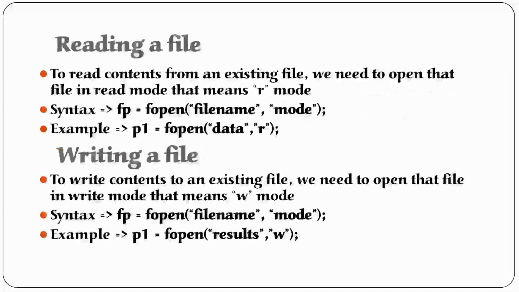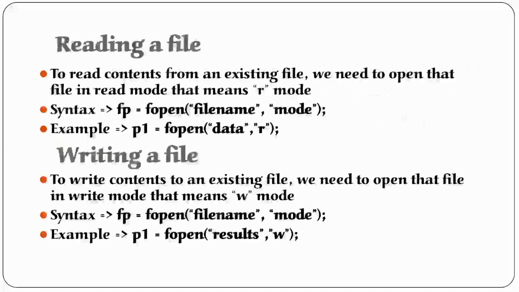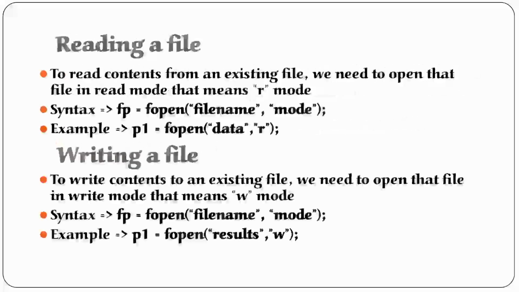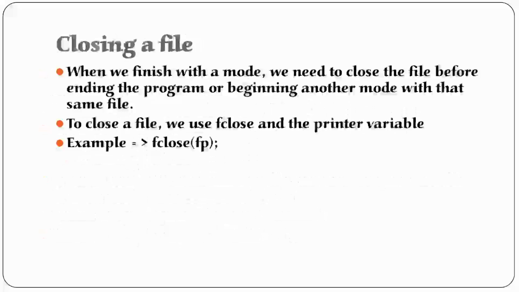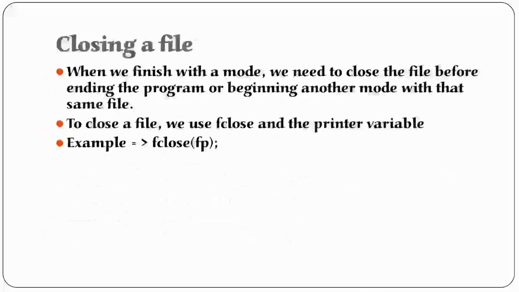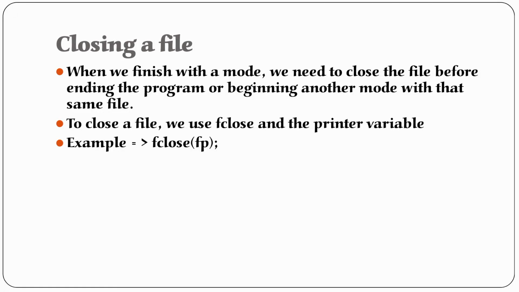Next, closing a file. If we complete the mode operations in the file we already opened, then we need to close the file before ending the program or beginning another mode with the same file. This is the example or syntax for closing the file. fclose and fp. fp is the pointer variable that we need to close the file. It represents which file needs to be closed.